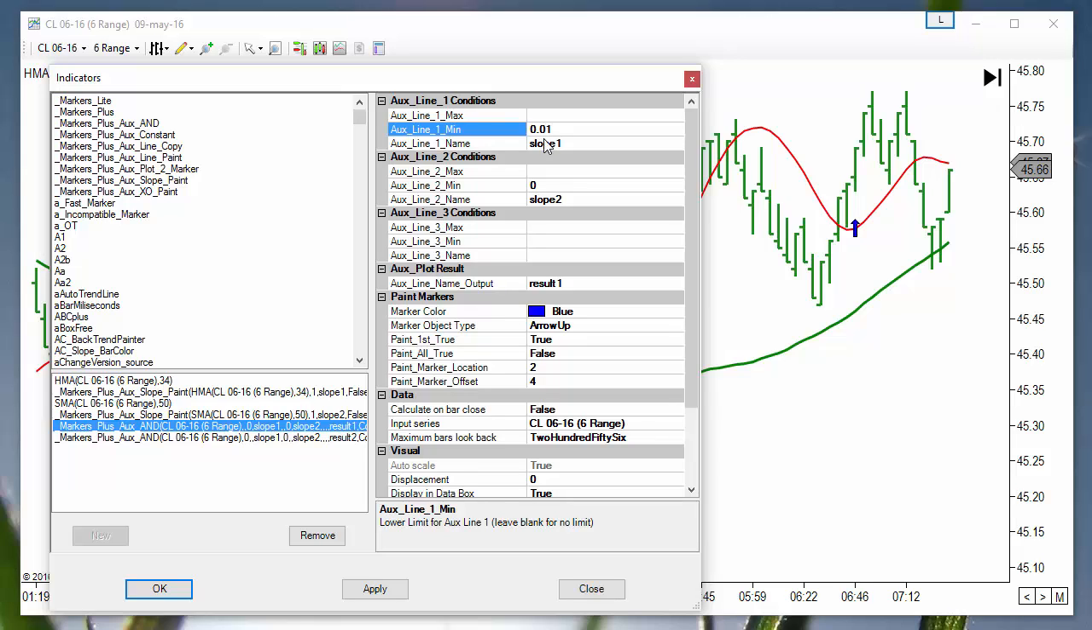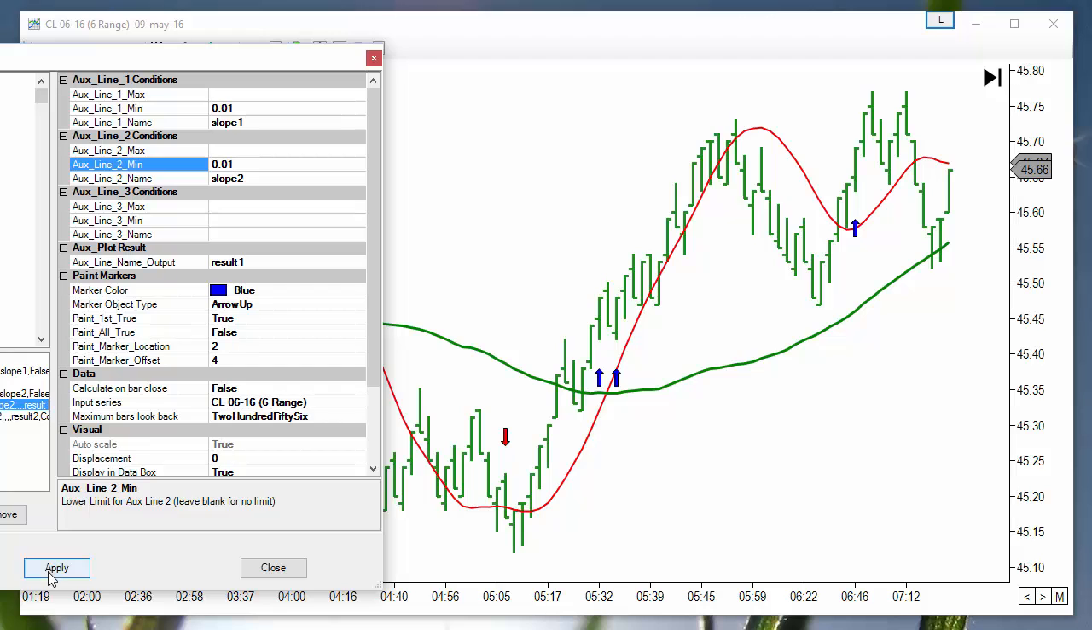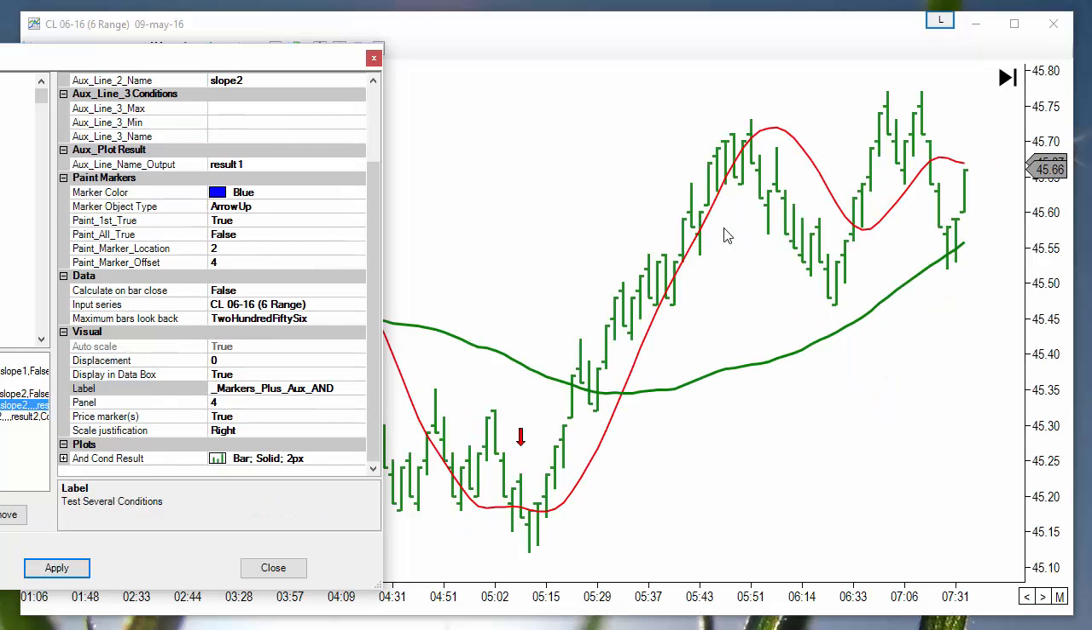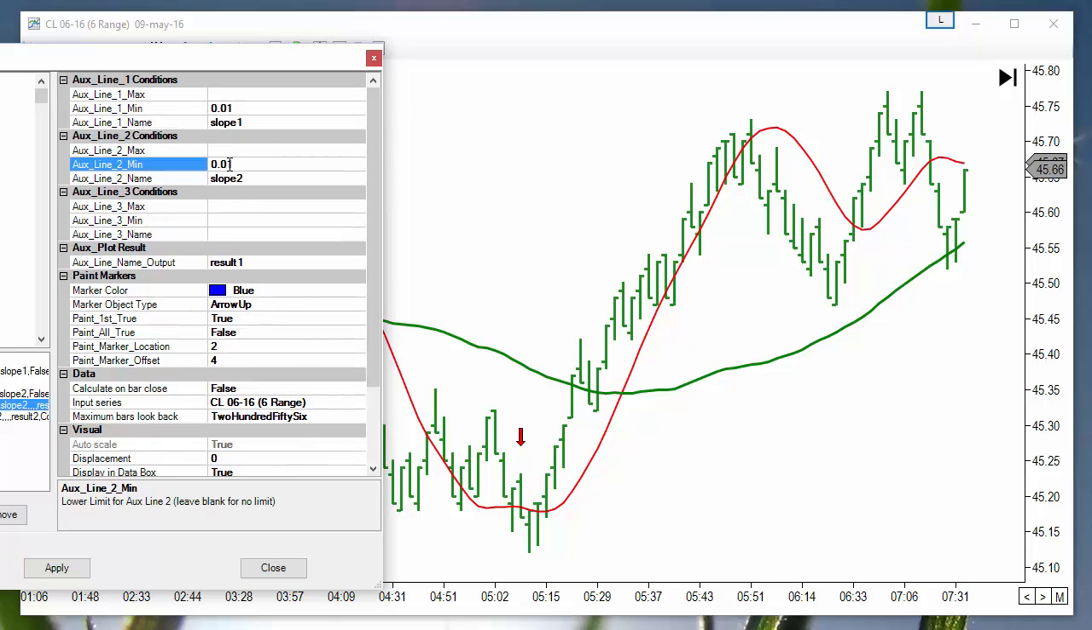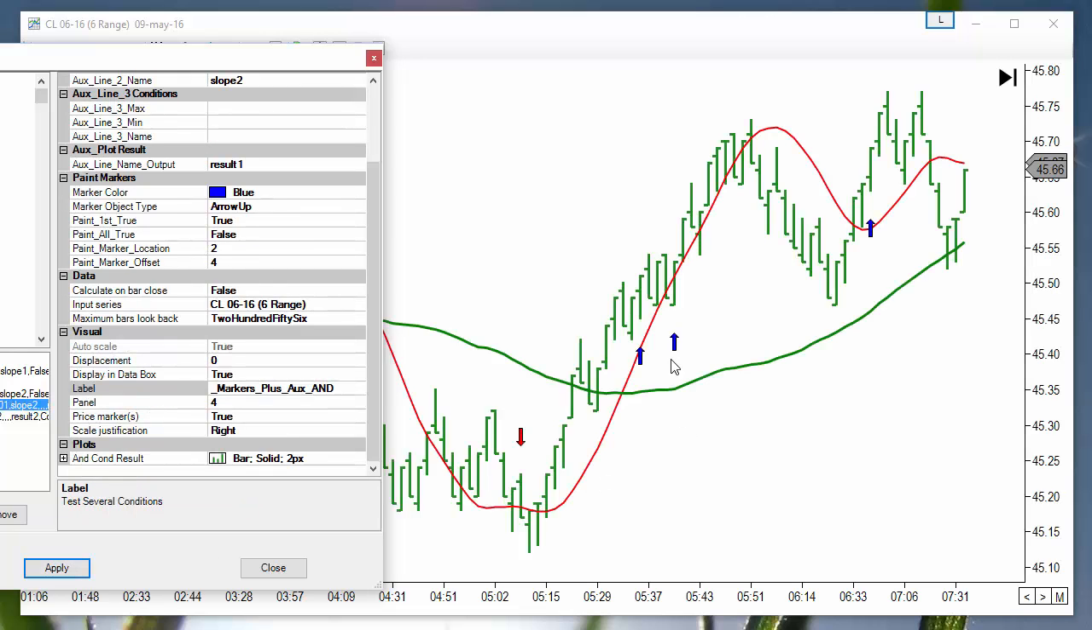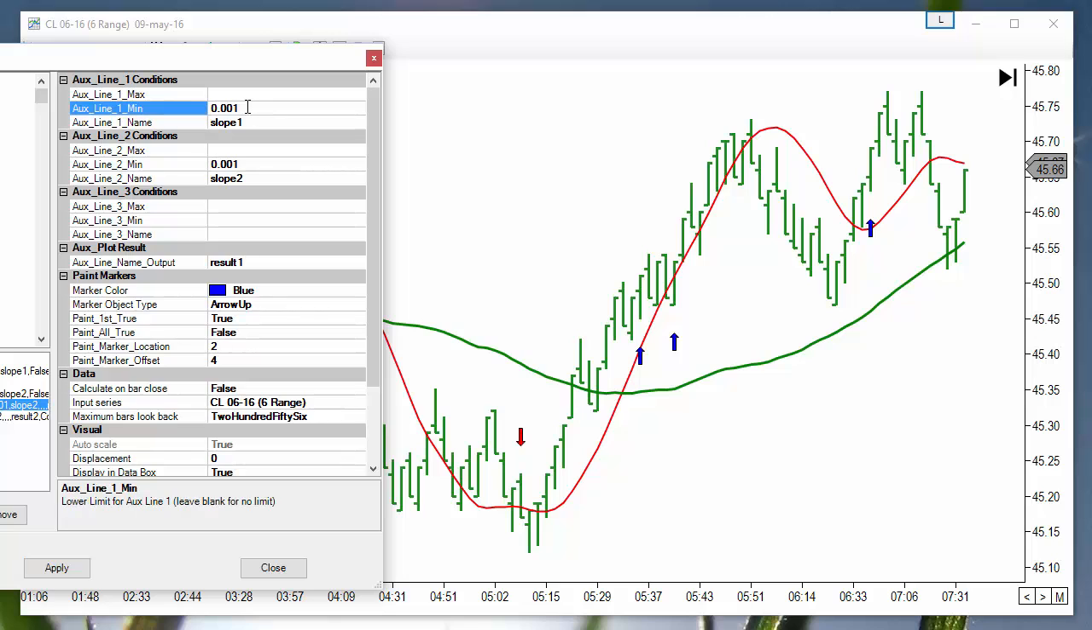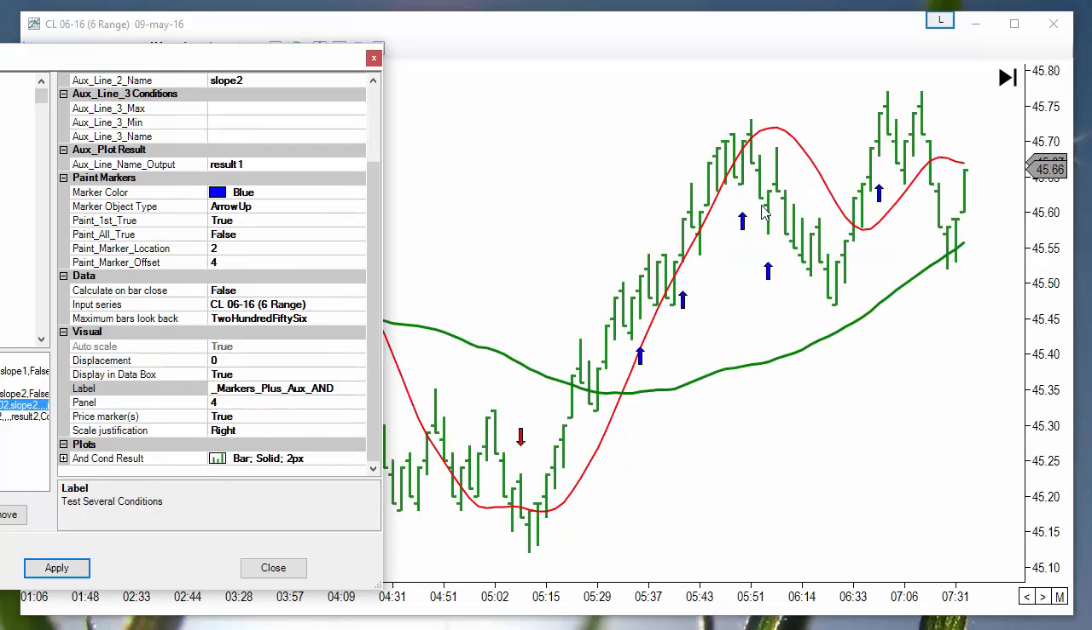If I use a big threshold like 0.01, then we may get no signals at all. We were talking about numbers in the range of 0.001, like here, and the bigger the number, the bigger the threshold, the later or more delayed that we have the first signal.